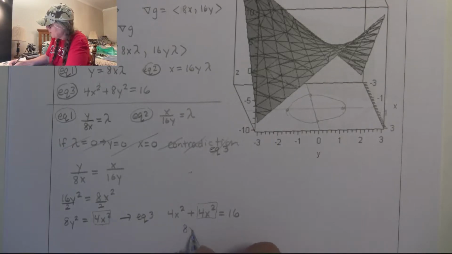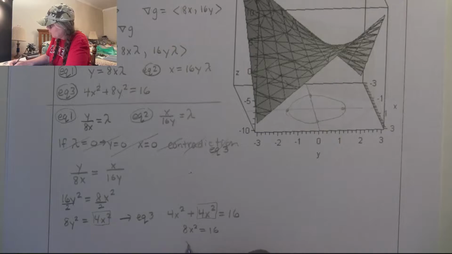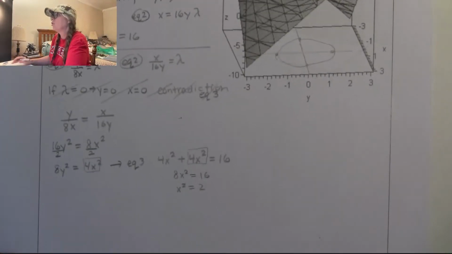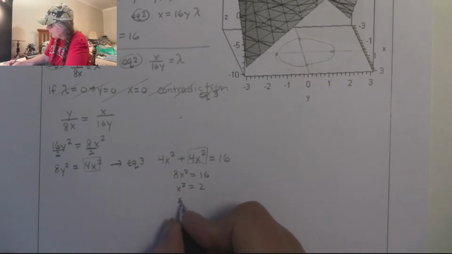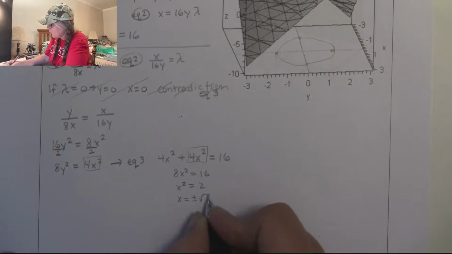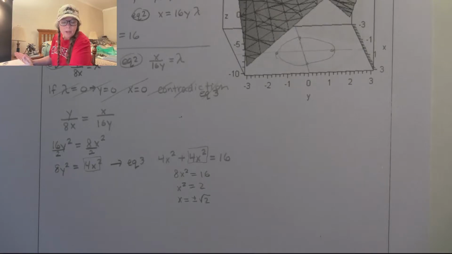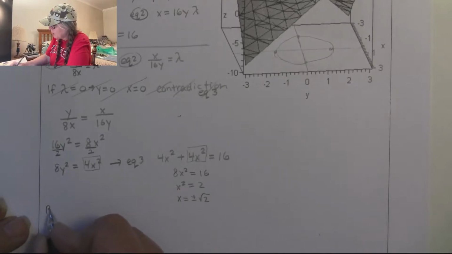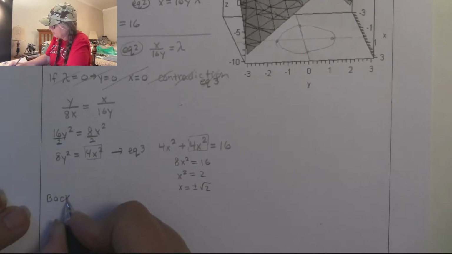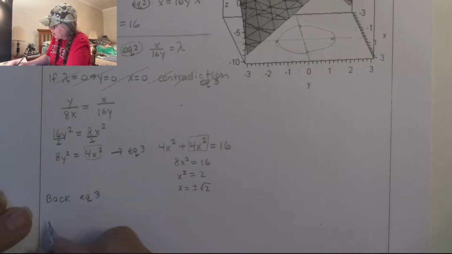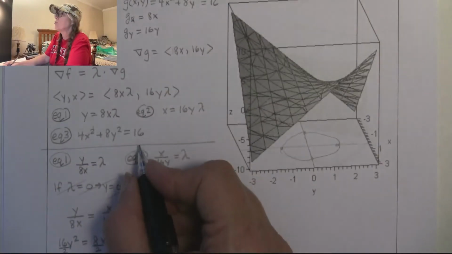So here, solving this, 8x squared equals 16, or x squared equals 2, right? And long story short, values that are good are x equals plus or minus square root of 2. Okay, and now we want to find y values that go with them. So that's the next thing that I would like to do. Thinking about this, back into equation 3 I go, the original equation 3 right up here.